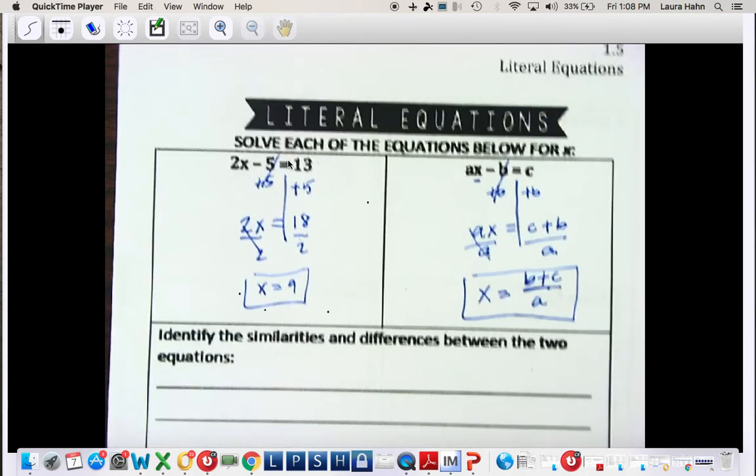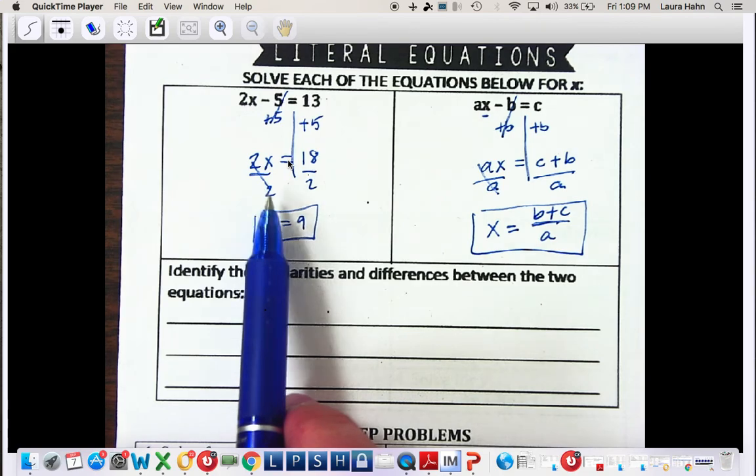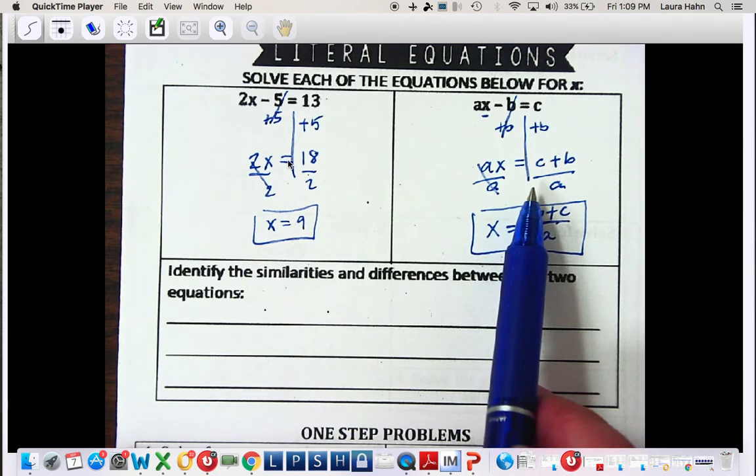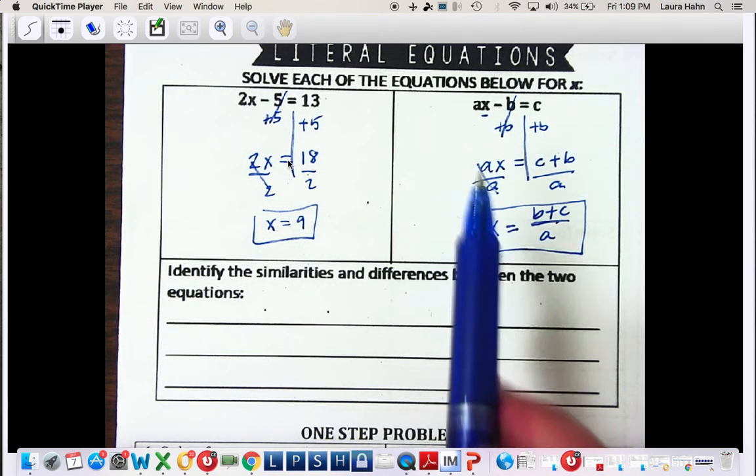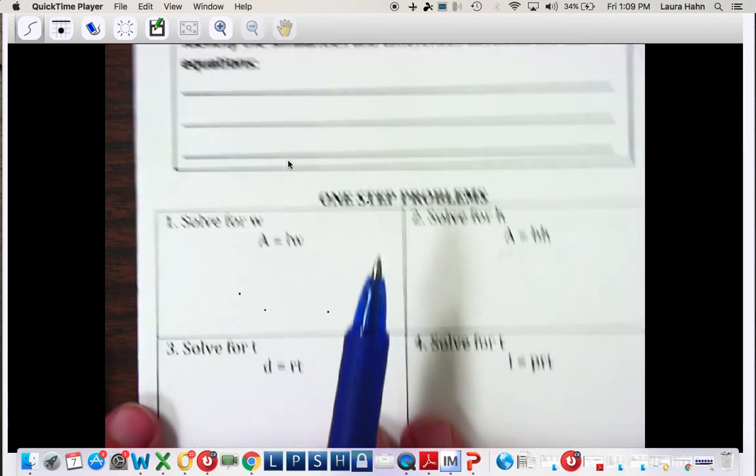Okay, so this next part, I want you to identify the similarities and differences between the problem we have with numbers and the problem that we have with letters. This is called a literal equation. So make sure you fill that part in. All right, so let's go through some of these.